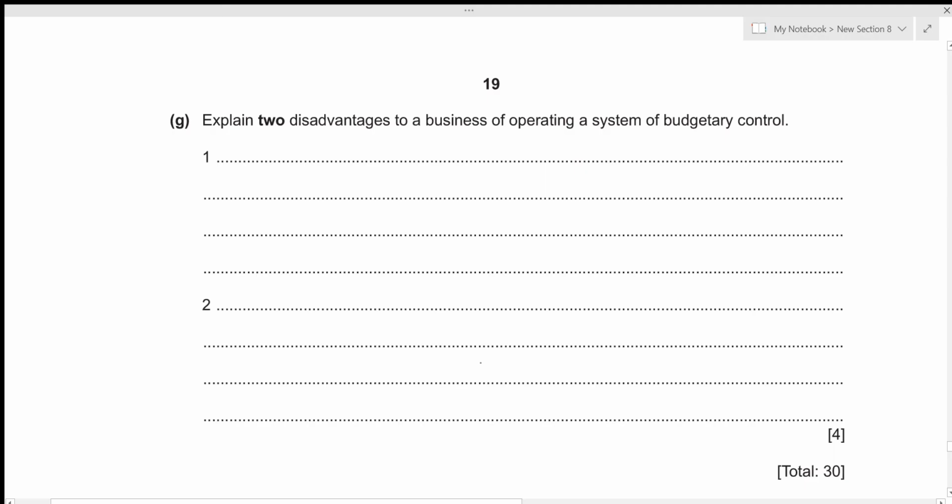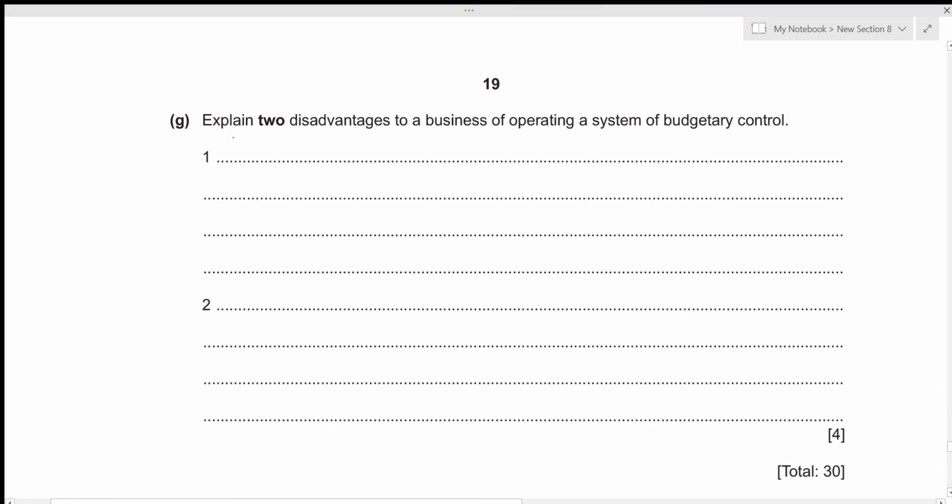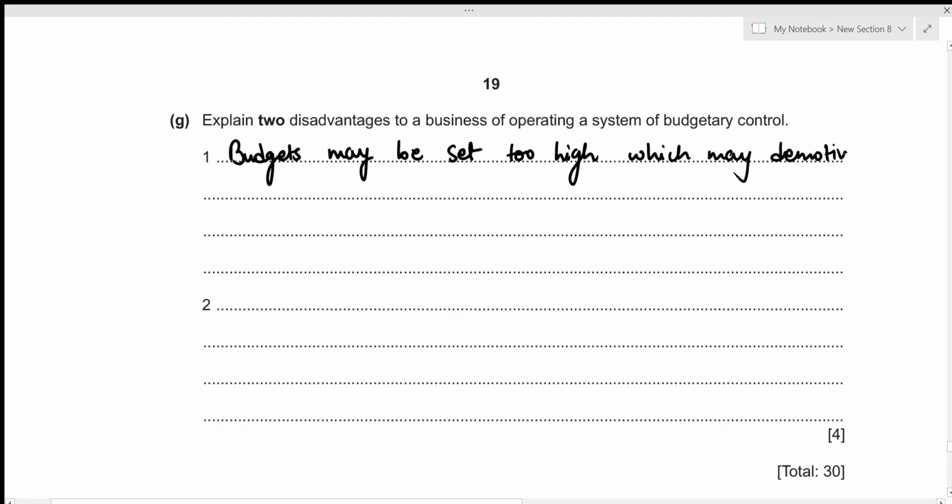We need to explain two disadvantages to a business of operating a system of budgetary control. So firstly, budgets may be set too high or too unrealistic, which might demotivate the employees. Let's write it down. So budgets may be set too high, which may demotivate the employees.